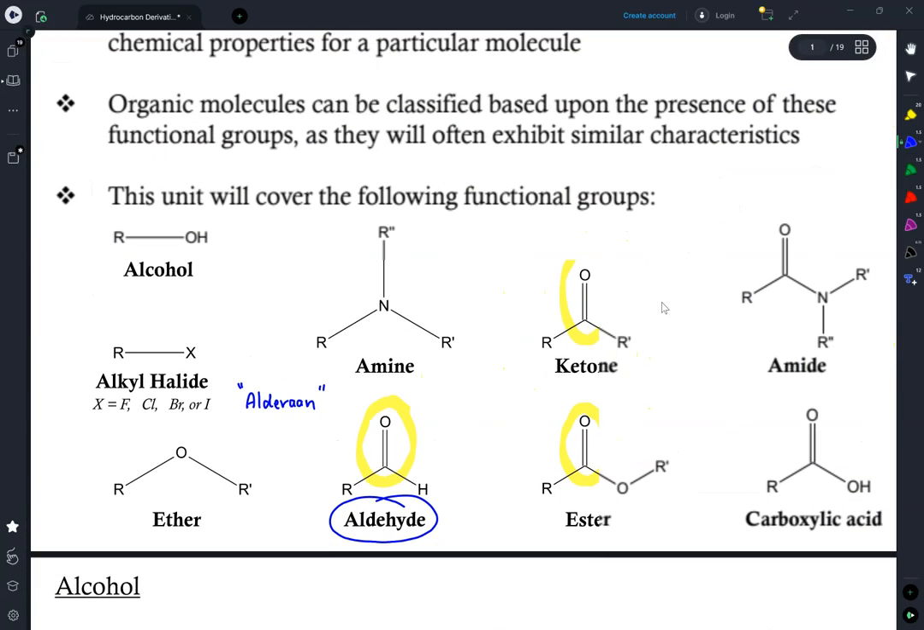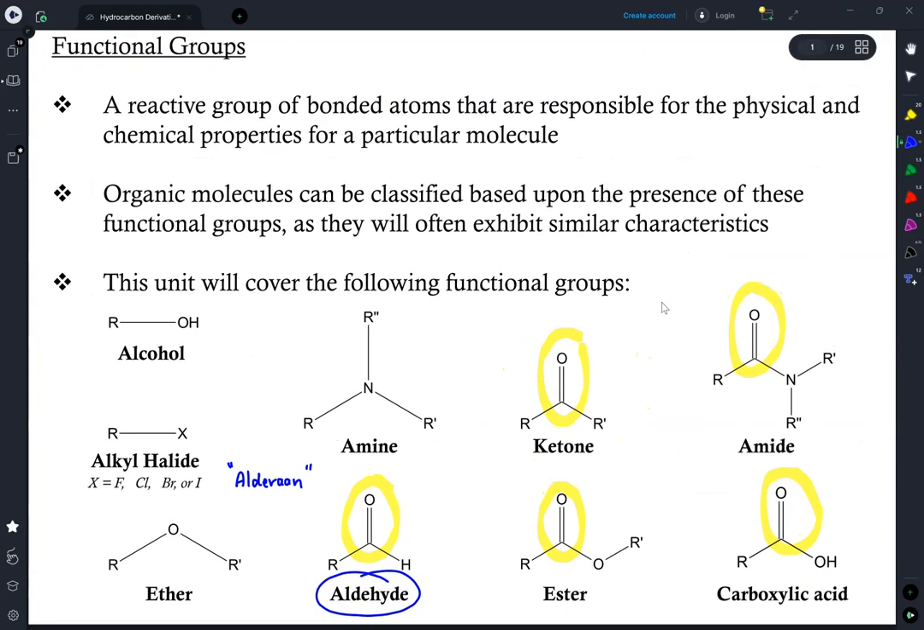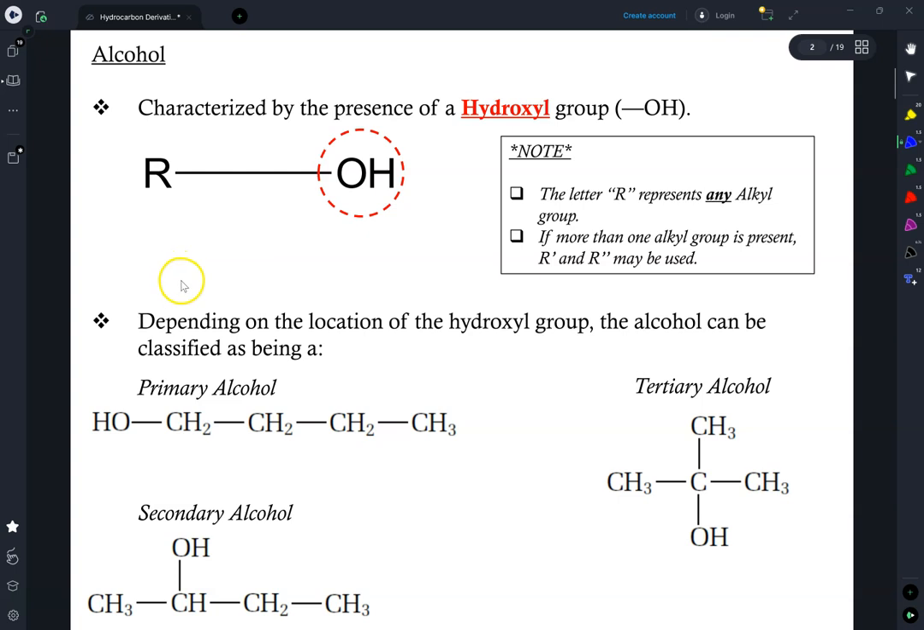Alright, so what you're going to need to do is to come up with your own stupid memory device to help you distinguish between all these other functional groups that also contain the C double bond O inside of them. Alright, let's move on ahead and discuss the grammatical rules that are used when naming each of these different functional groups. The first functional group we'll be looking at are the alcohols.